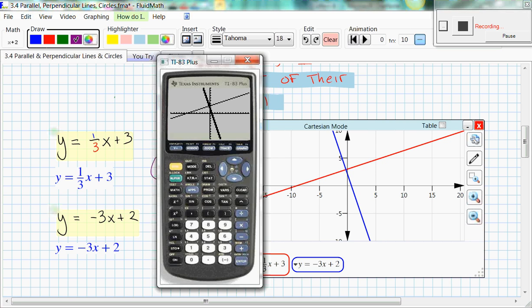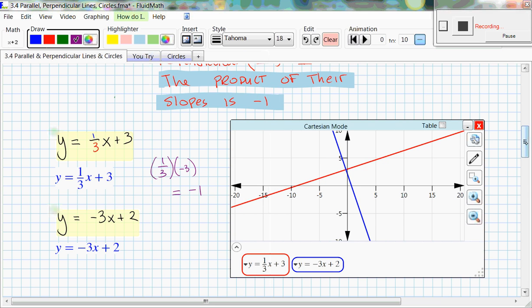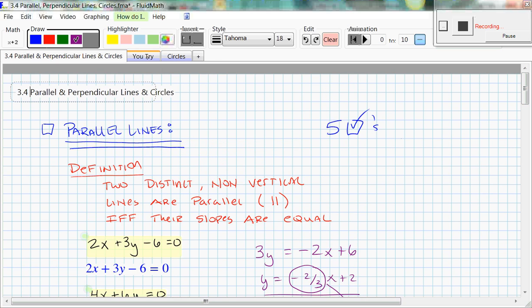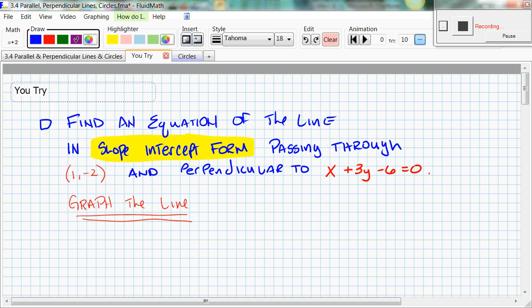Would you agree with that? Yeah, very cool, right? Okay. Awesome. Go ahead and put that away. Okay, with your partner, I'd like you to try this problem right here. You do not have to write it down. Find the equation of a line in slope-intercept form passing through (1, -2), and perpendicular to that. And then graph the line using your ruler on your graph paper, and then check it with your calculator.